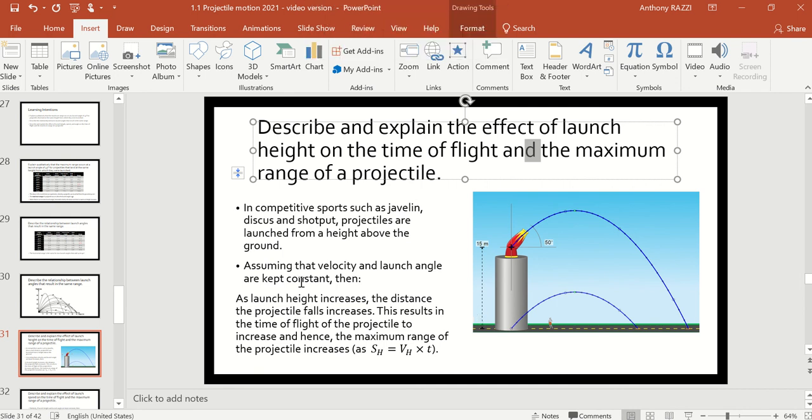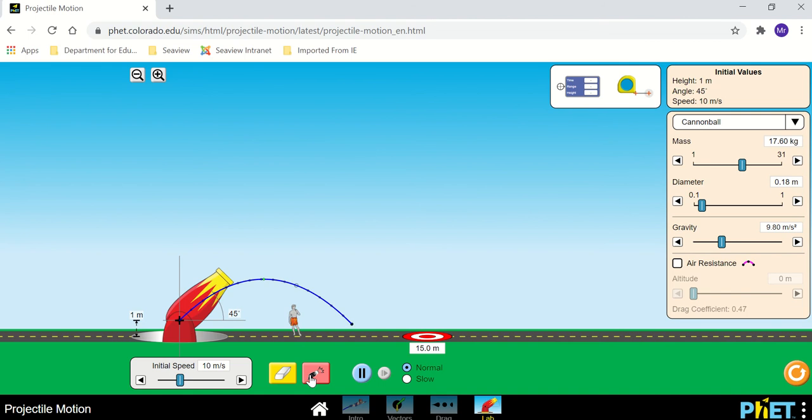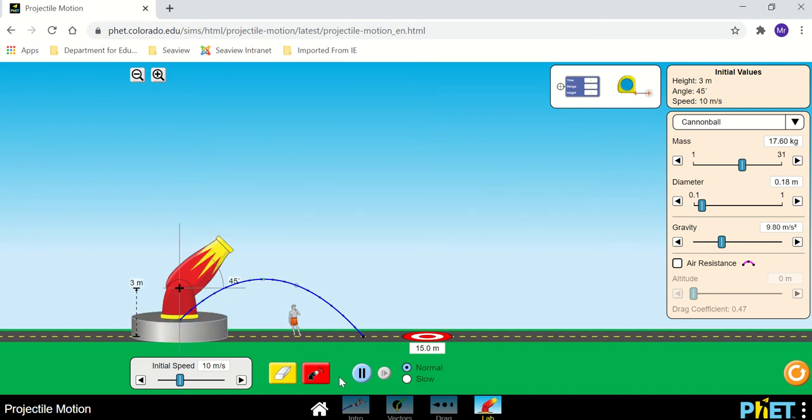Now, assuming we keep the velocity and launch angle constant, we want to be able to describe the effect that launch height has. So I'm going to keep the angle constant at 45 degrees, the launch speed constant at a velocity of 10 meters per second, and we're going to increase the height. So 1 meter above the ground, and then we're going to increase the height. So just pause and think, what do you think is going to happen to the horizontal range of the projectile?